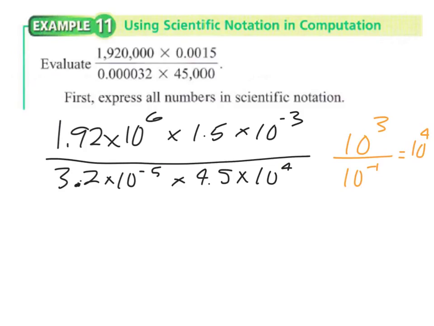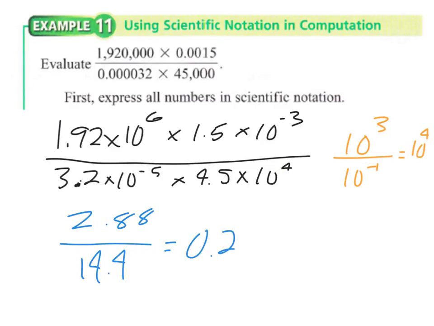The part that will give me a little bit more trouble, and I'll probably just use a calculator for that, is multiplying these digits together. So in the numerator here, I get 2.88 when I multiply the 1.92 by 1.5. In the denominator, I get 14.4. And these are exact answers. I'm not rounding anything. So, and then when I divide, it's actually a 0.2. So I got 0.2 times 10 to the 4th power.